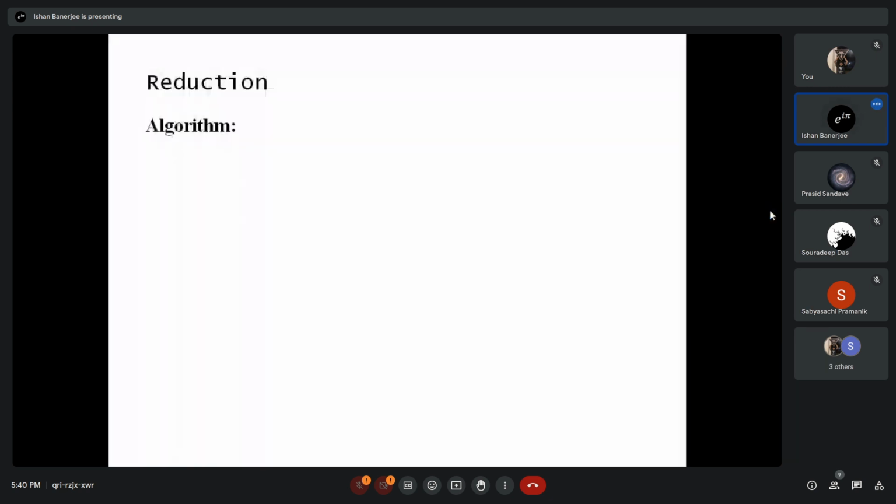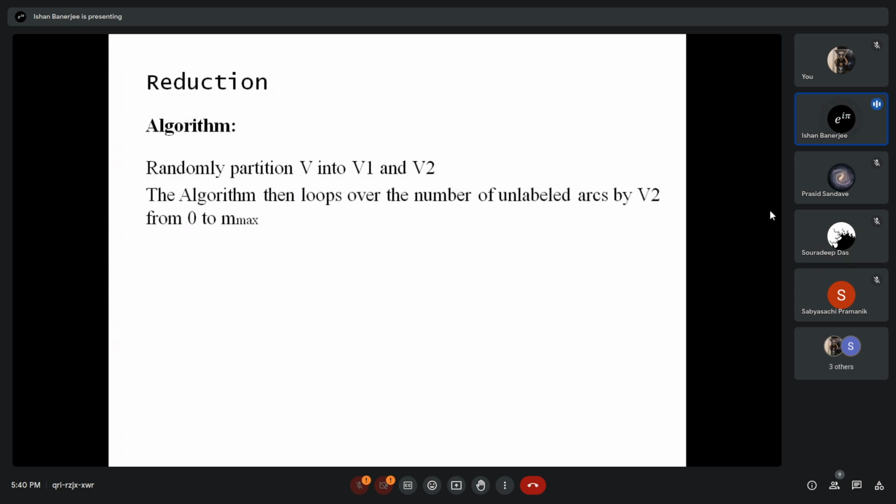So what's the algorithm? Well, we will randomly partition the set of vertices into V1 and V2, and then the algorithm will loop over all the numbers of unlabeled arcs by V2, from 0 to N max. Now what is N max? N max is the maximum possible number of unlabeled arcs that we can get. So the algorithm will run over all these values from 0 to N max.